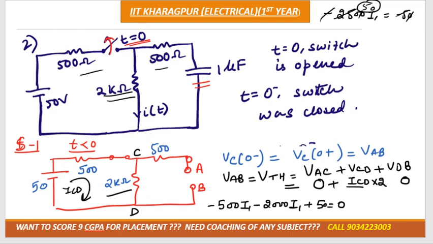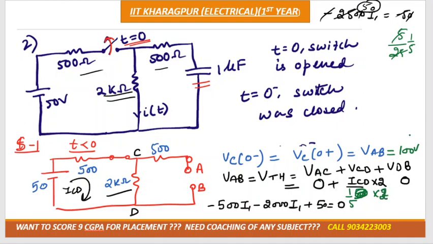I1 we got it as how much? 50, right? So I1 is 50 into 2. How much will we get VC of 0 minus? That is 100. Oh, sorry, yeah. I is 5 over 25. So it would be 1 by 5. Correct, correct. So I is 1 by 5.